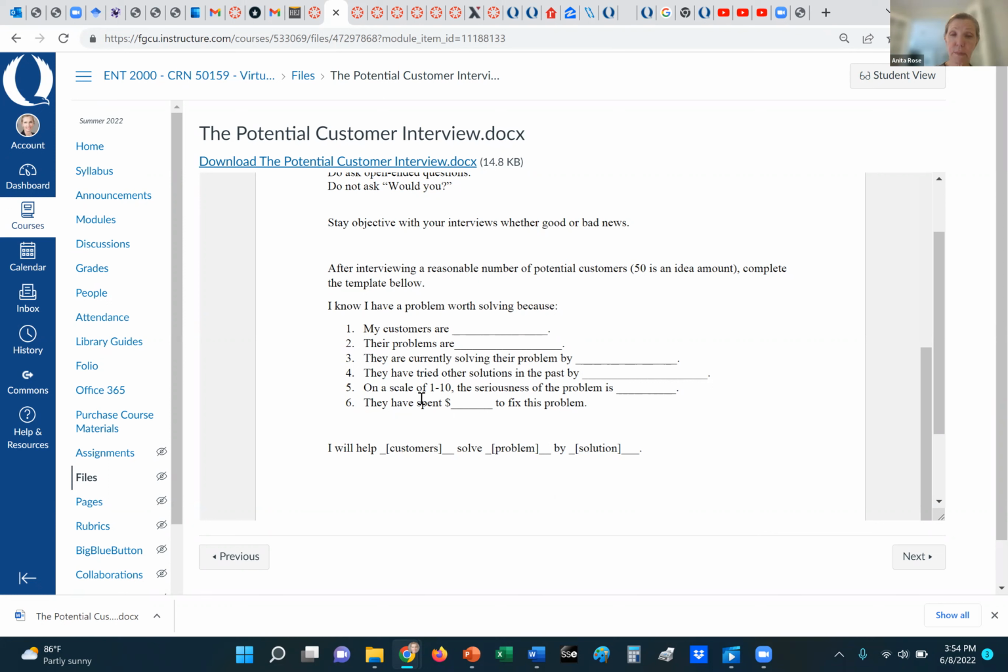So you're going to be asking many people these questions and to see if there's a trend or some type of commonality there that can help you to answer this final question. I know I have 50 as an ideal amount, but it depends on the business and how many people you are able to interview. All right, so let's move ahead.